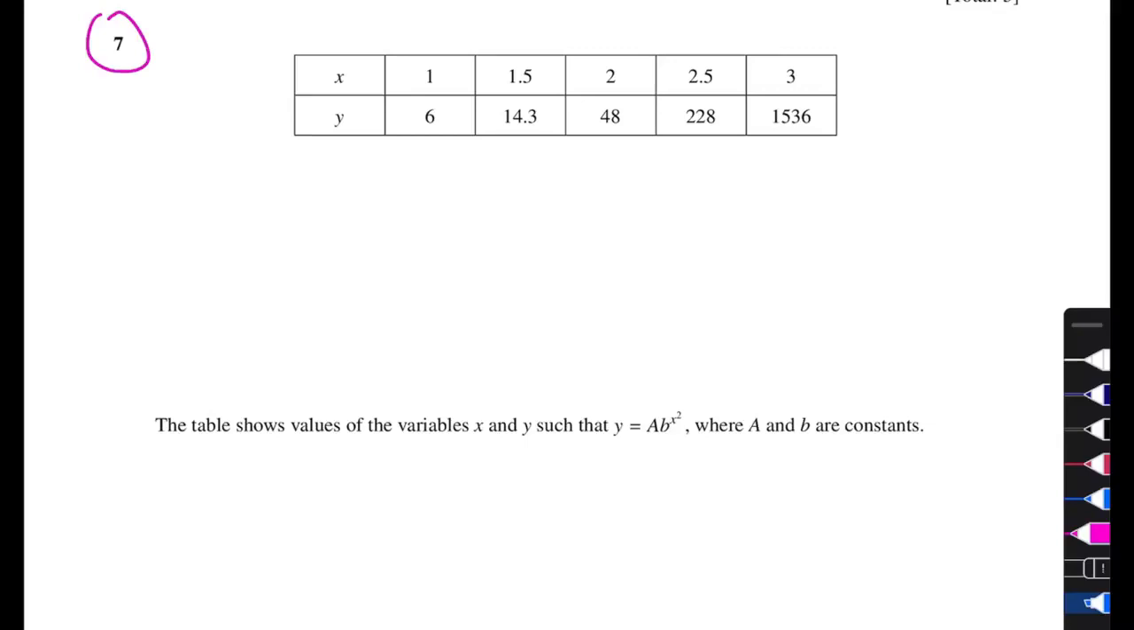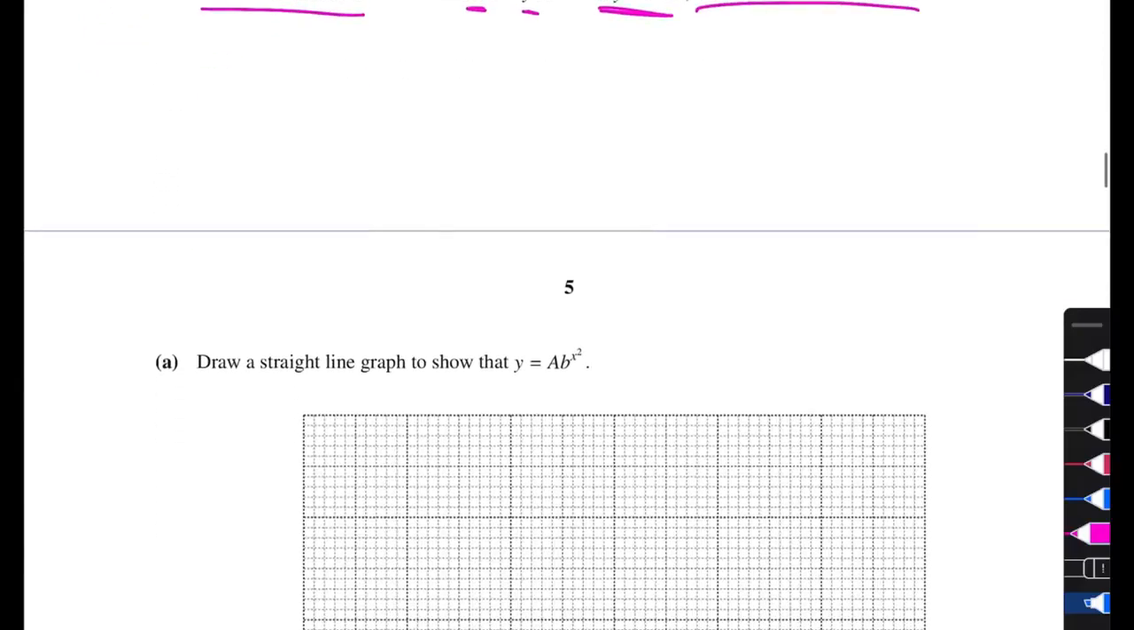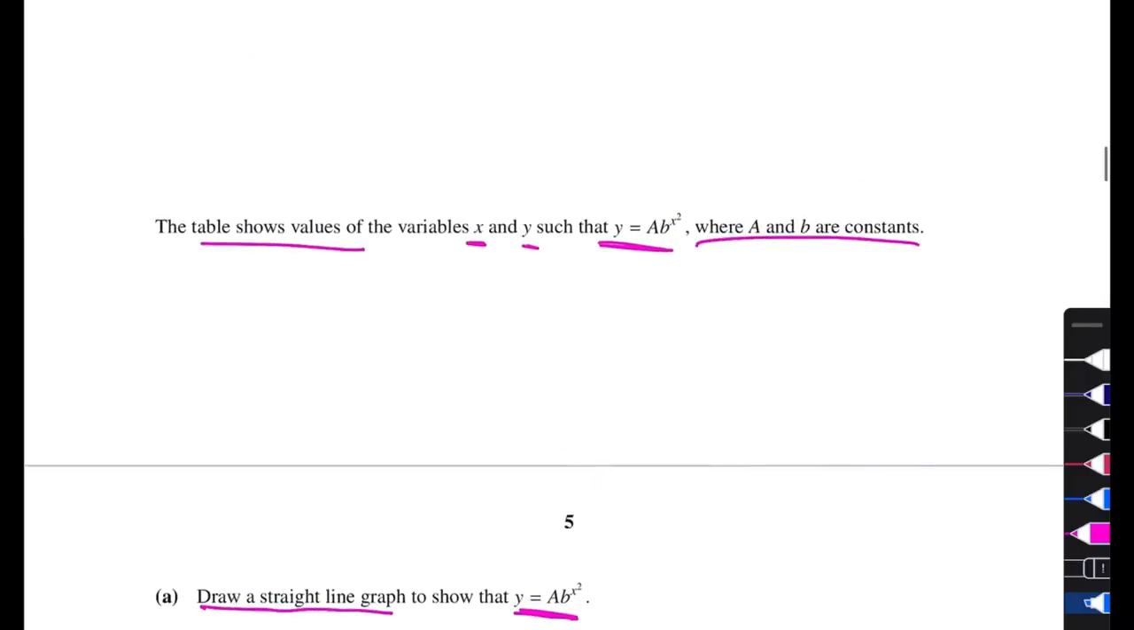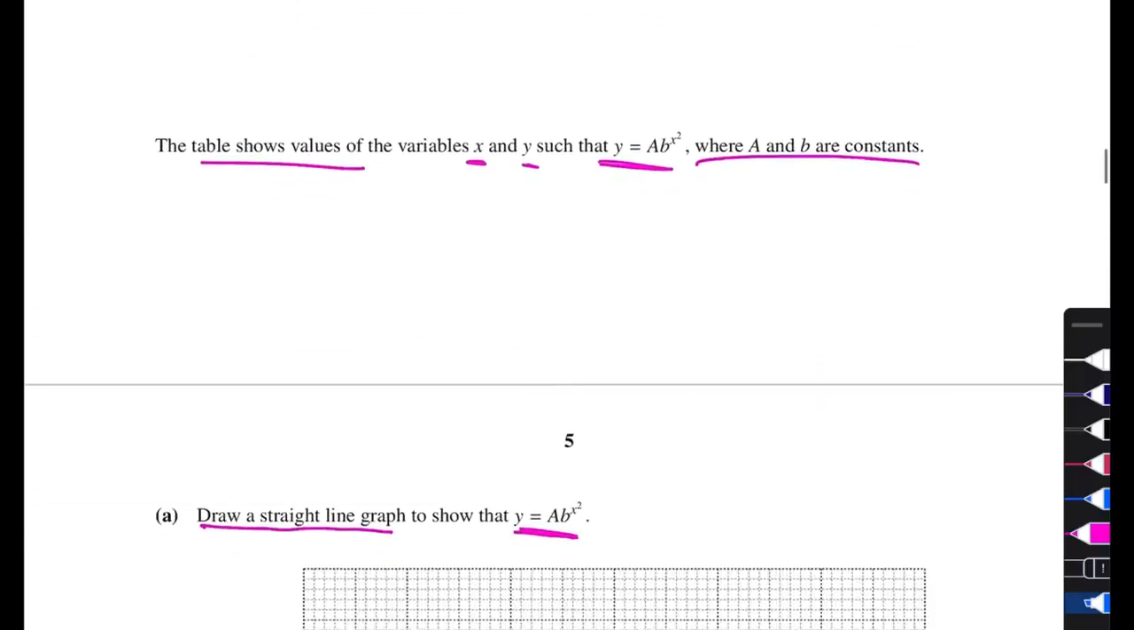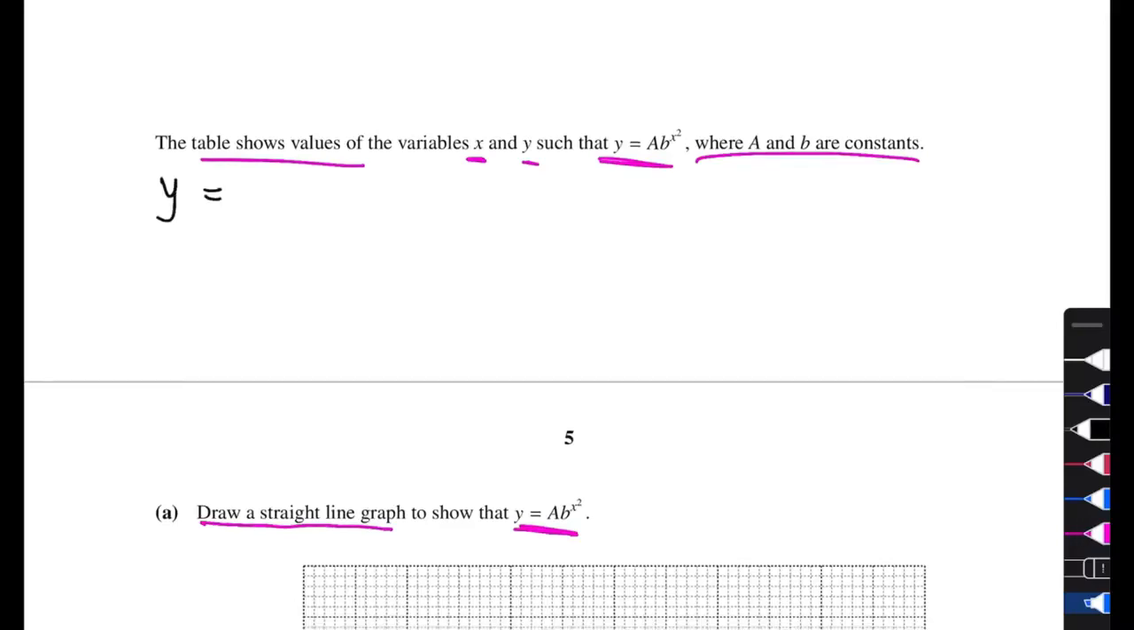So they said this is a table. The table shows the values of the variables x and y such that this relationship holds. They said to draw a straight line to show this relationship. Once they want us to draw a straight line from this relationship, you can get a straight line from it. This is s squared. So what you want to do is take the log of both sides. So you have log y is equal to log of ab x squared.